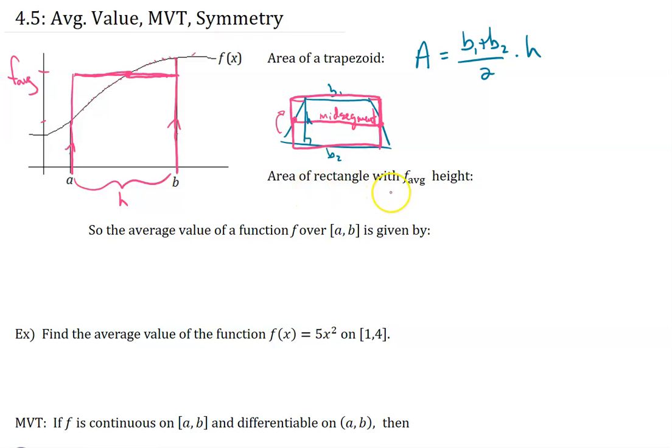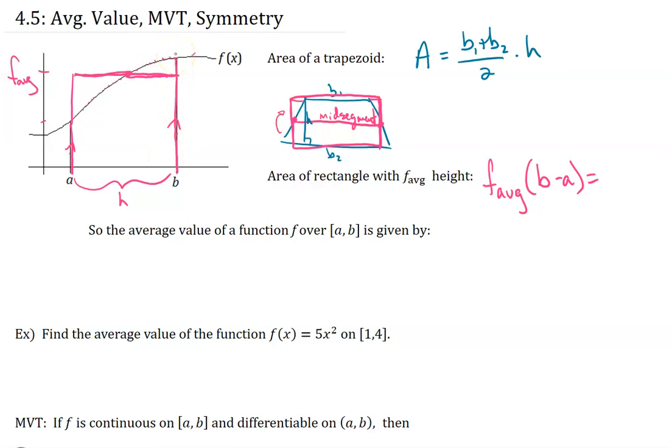All right, so area of a rectangle with a height of whatever the average value is, well, area of a rectangle is just length times width, so we can say that's going to be equal to the average value times, and then this distance right here we're not going to call h because we need that in the context of the graph, and so this distance right here is the distance from a to b, so we're going to write that as b minus a. Okay, and we also know that this rectangle has the same area as this region under the curve.